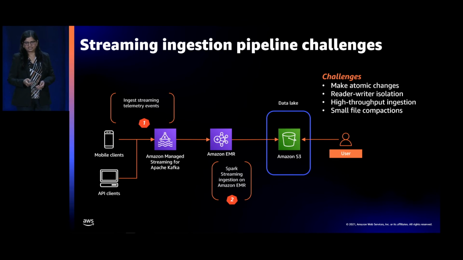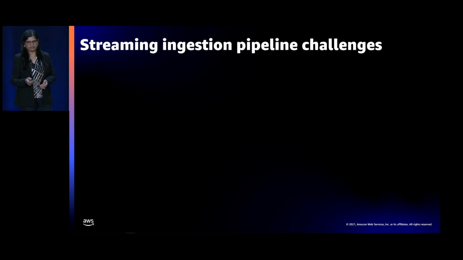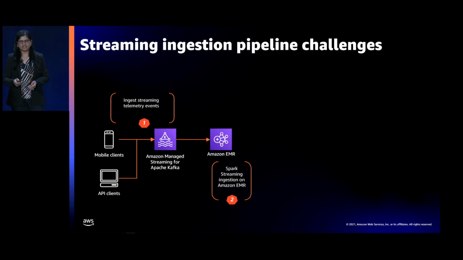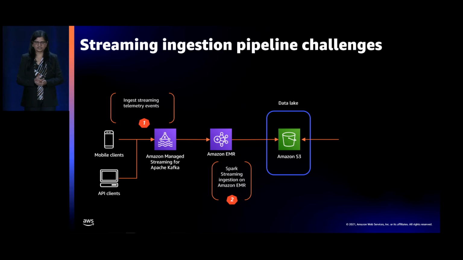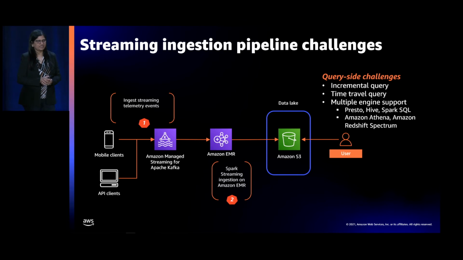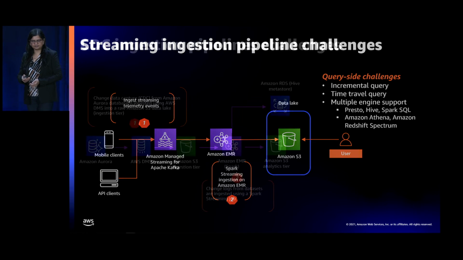And this is not just for the ingestion. We also have similar challenges when you want to query your data that is being sent to S3. For example, you only want to query the newly written data to your table. That's the incremental query. You want to know how your data looked at a point in time in your data lake. You want to have multiple engine support. Suppose you are writing your data into S3, you want multiple engines to be able to read the data and run their queries effectively.